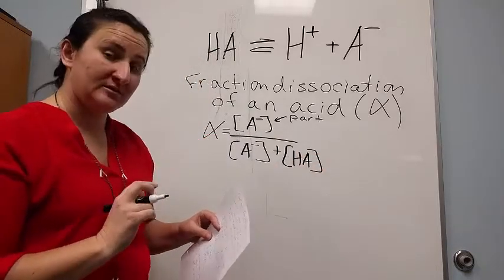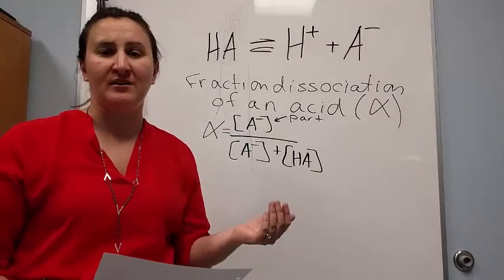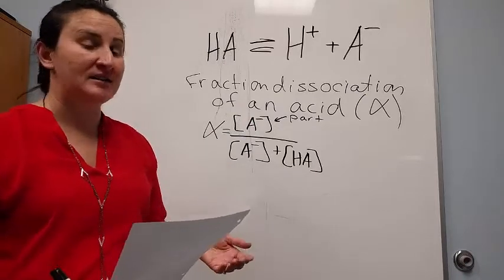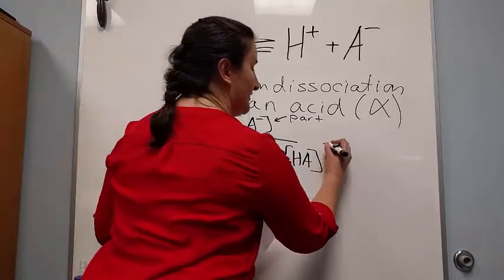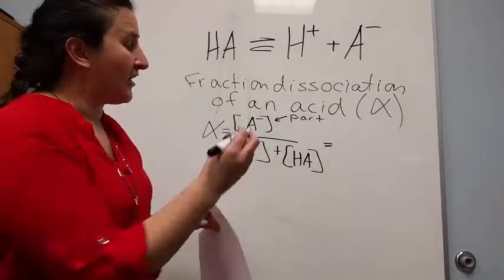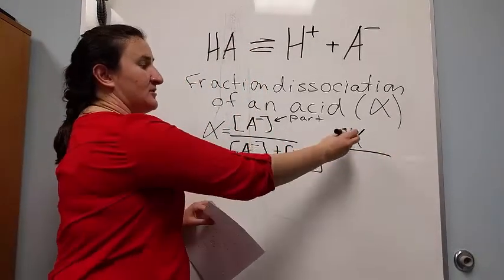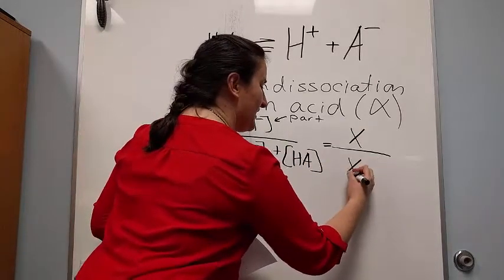Okay? But we also talked about labeling this maybe as X. So whenever we talk about KB or KA, we talk about KA equals X squared over F minus X. So if we want to relate these to that terminology, we could. So in our ICE tables, our A minus we always represented as an X. So we could substitute in an X here. Same thing here for this A minus, we could substitute in an X.